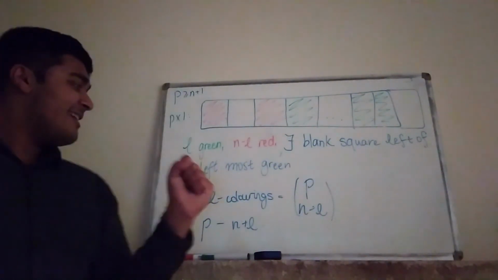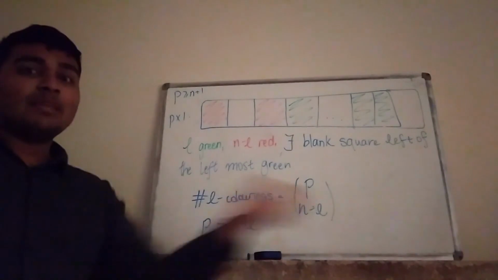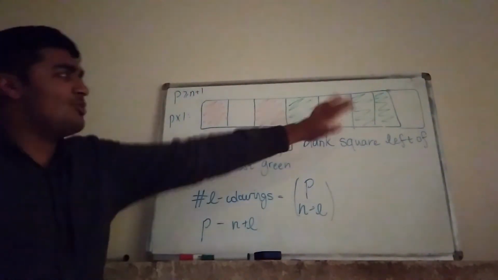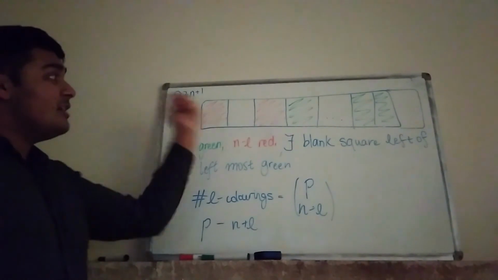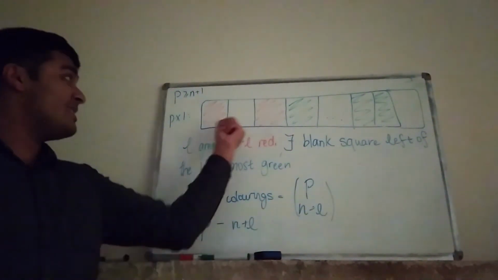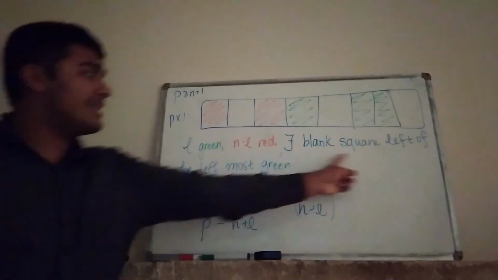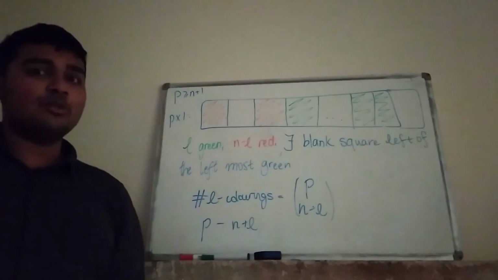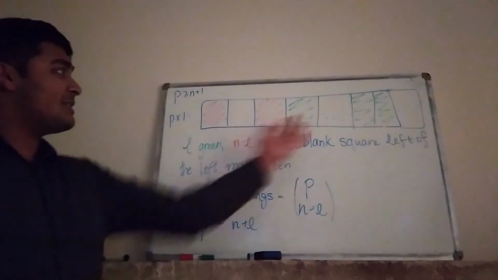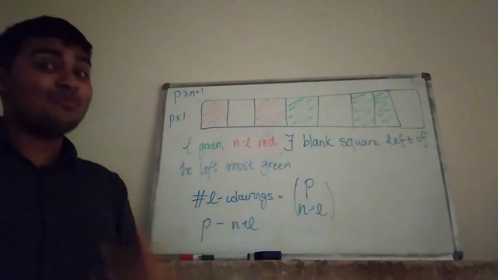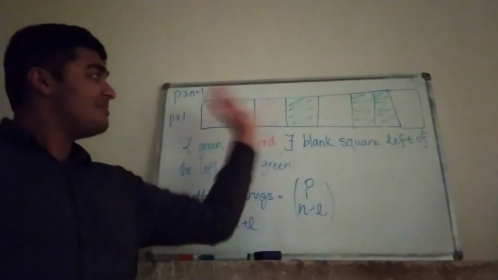Okay, so we put our n minus L red squares on. Then what we're going to do is look at the leftmost blank square. So in this case here, suppose we haven't drawn the greens on yet. That would be this square here. The green square can't go there. And the reason for that is because if the green square did go there, then it would contradict this property here, that there'd exist a blank square left of the leftmost green. Okay, so that means that the green must go in any of the p minus n plus L minus 1 squares that are here, I guess.